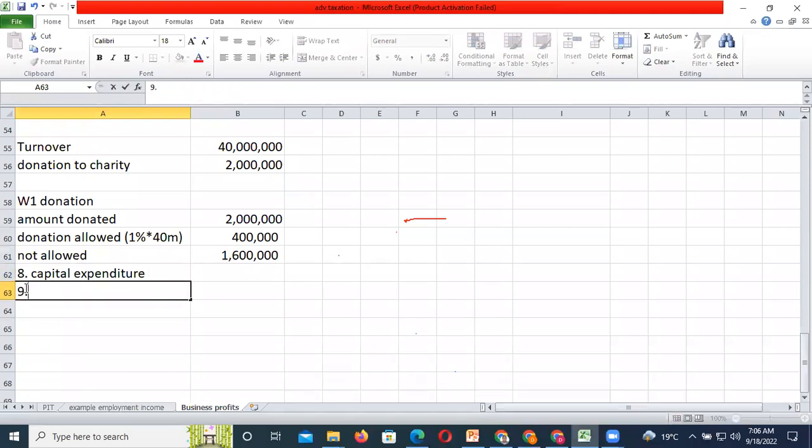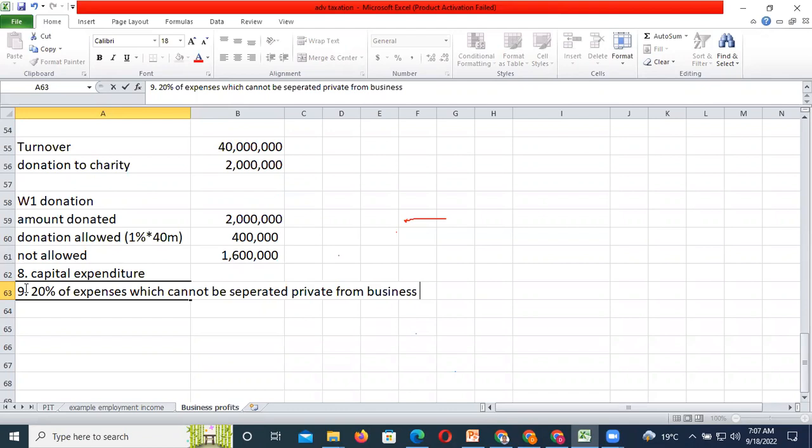Number 9, we have 20% of expenses which cannot be separated private from business. If you cannot separate an expense, private from business, 20% of that expense is not allowed. Example, communication, fuel for directors, those expenses that are very hard to separate.